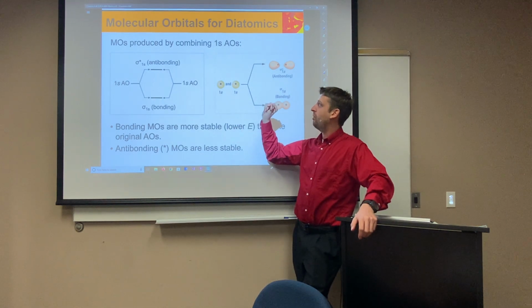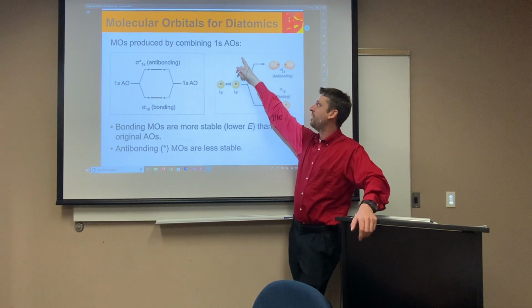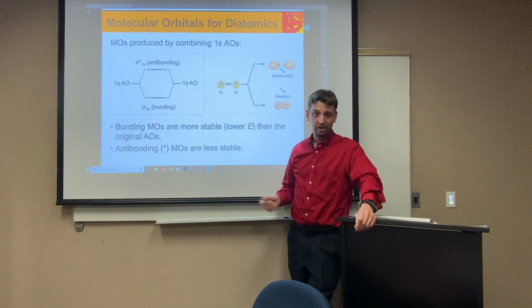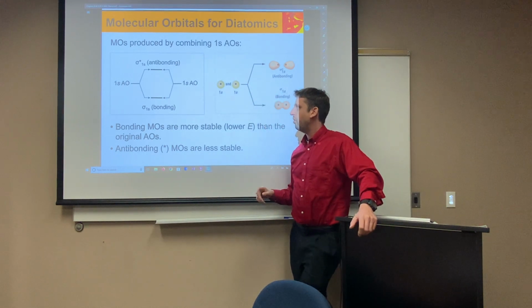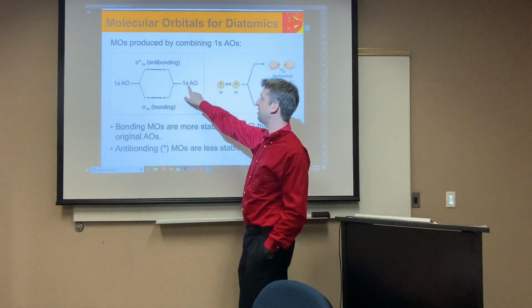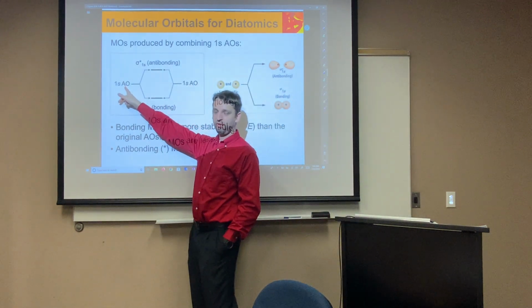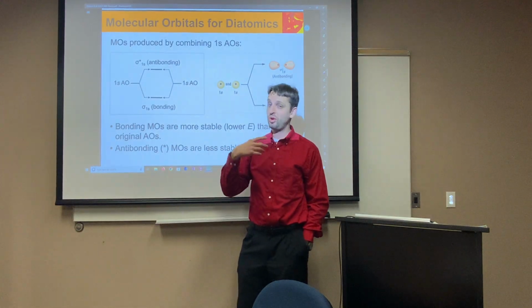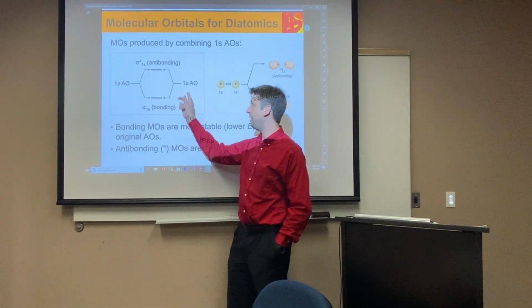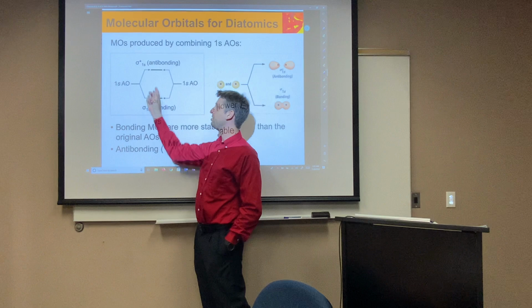Anyway, so molecular orbitals are produced from combining atomic orbitals. Fine, you guys got that, right? So what happens is this: if I mix two atomic orbitals, whether they're hybrid or unhybridized orbitals, okay? If I mix two orbitals together, I expect to get two orbitals out.